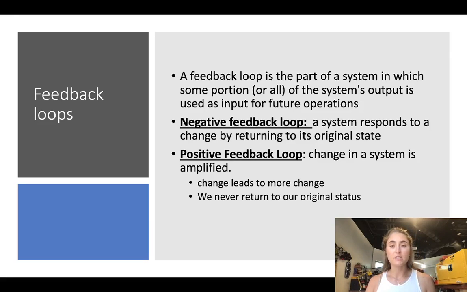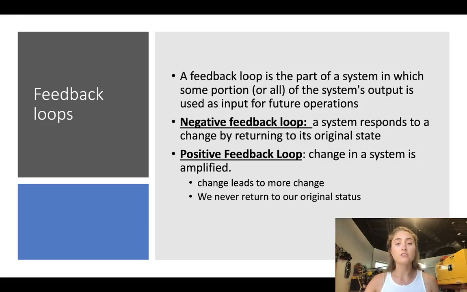Okay, so that's on systems and energy movement through systems, and this is our last big idea. It's going to be on feedback loops. Feedback loops are another way that we can evaluate energy and matter movement through an ecosystem. So a feedback loop is the part of a system in which some portion or all of the system's output is used as an input for future operations.